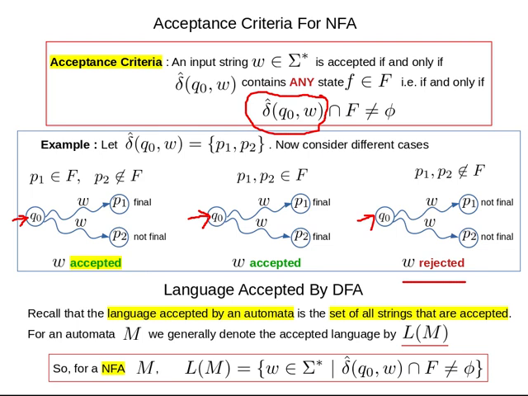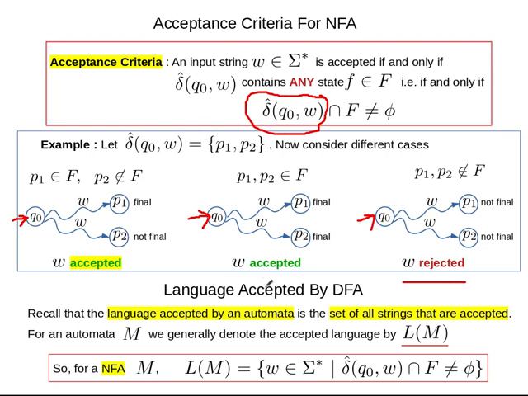Again, I'm mentioning that here acceptance and non-acceptance doesn't depend on any one particular path. There can be multiple paths. You have to consider all the paths, and if it is reaching a final state in at least one path, then we say that W is accepted. Okay, this is the acceptance criteria.